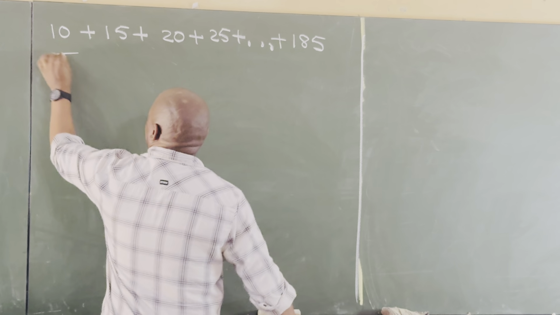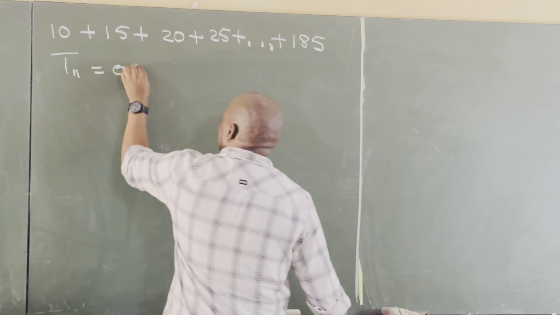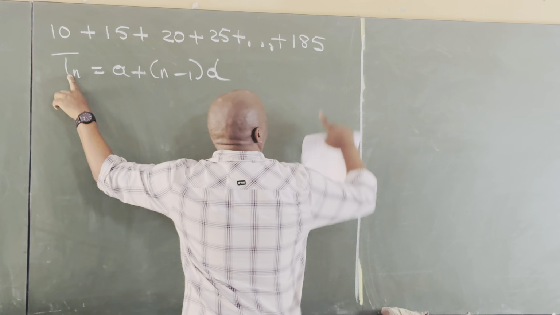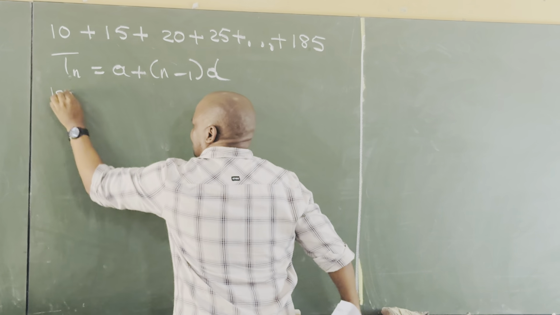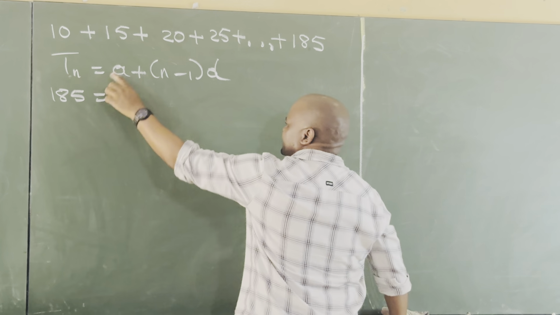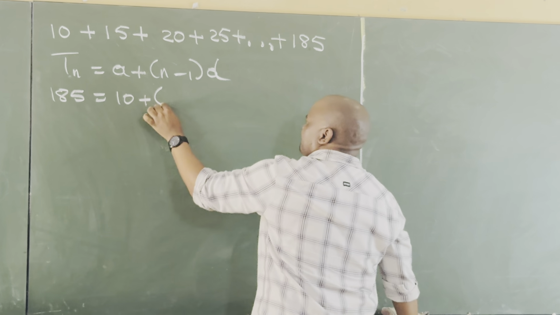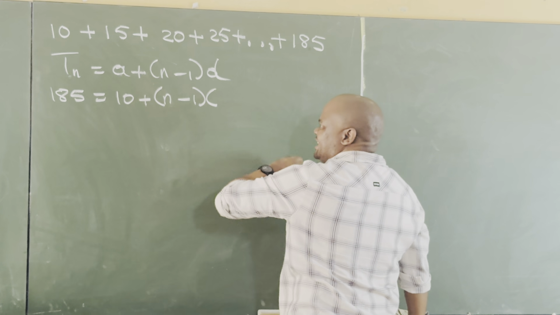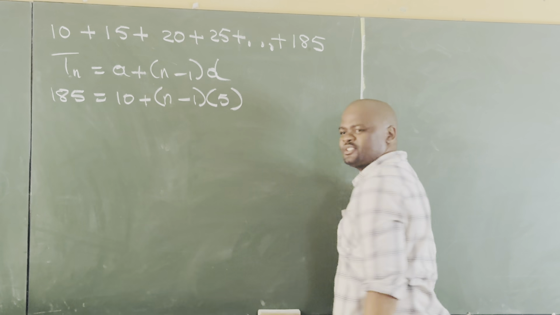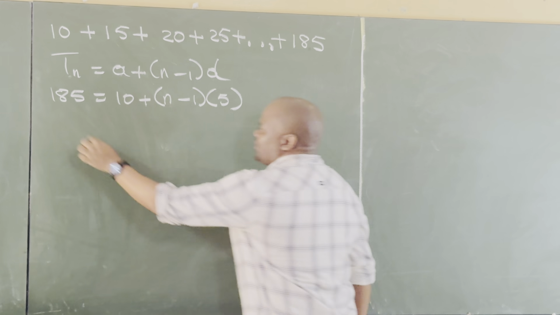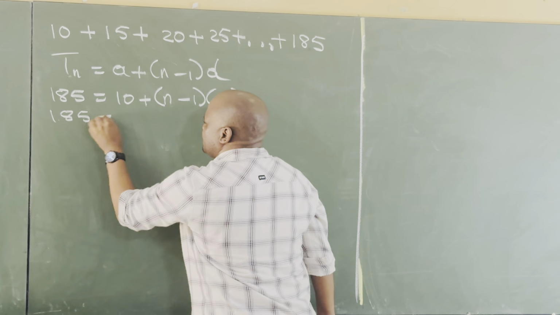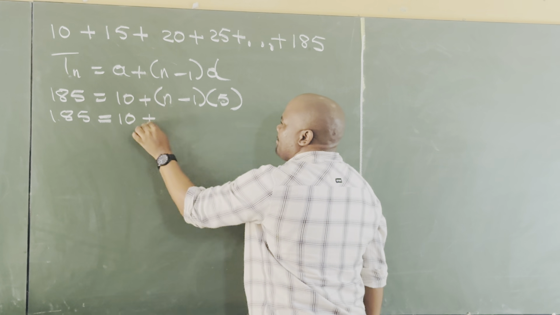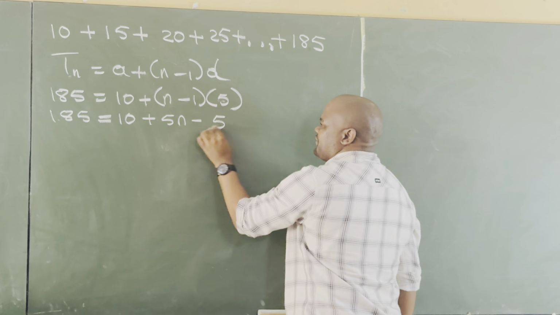Okay, so we have Tn is equal to a plus n minus 1 times d. Instead of Tn, we are going to put the last term. 185 is equal to, instead of a, 10 plus, instead of n, we are solving for n again. Then instead of d, 5. Then we are solving this equation. So we have 185 is equal to 10, then we distribute, which will be positive 5n minus 5.